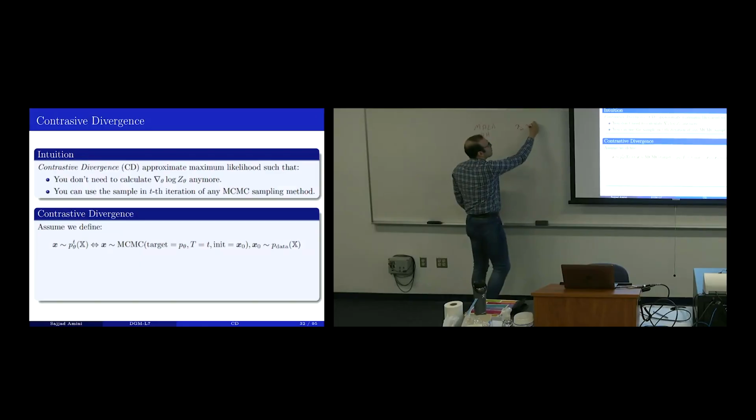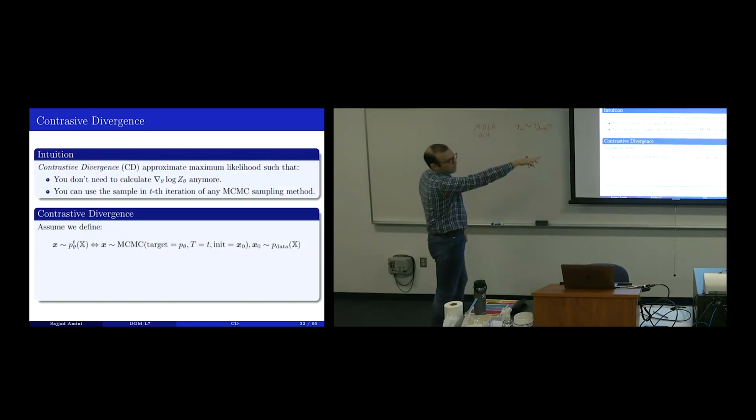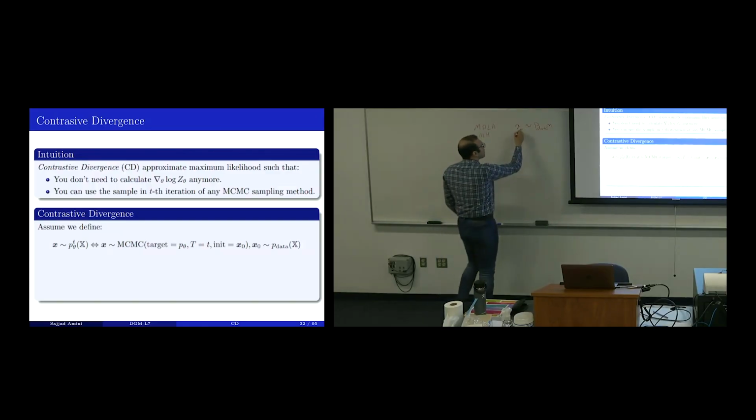So x0 is coming from p data, as I write at the end of this line. Then you will start the iteration. You will have iteration number 1. So you reach a point which we call x1. Okay, this is the output after one iteration.